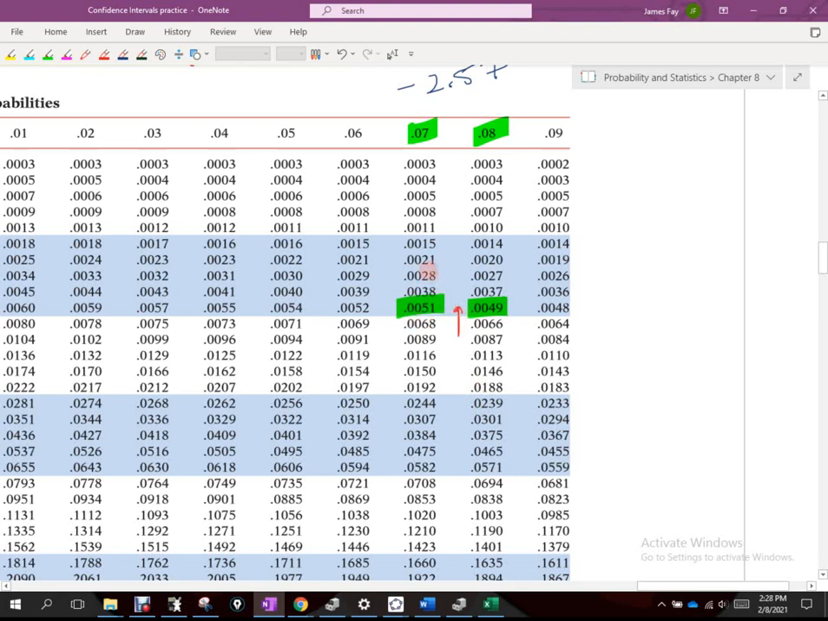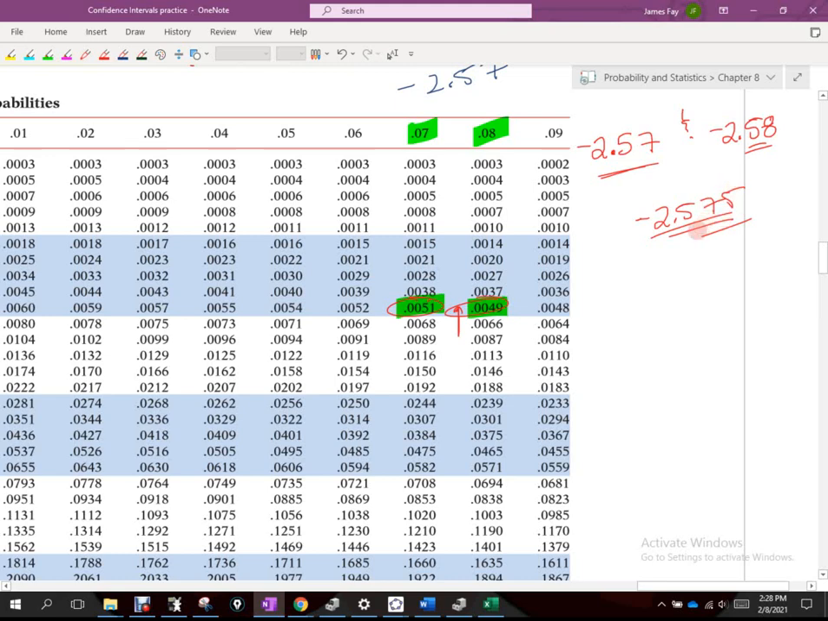Okay, so through a process called interpolation, we can say it falls between negative 2.57 and negative 2.58. Okay, so 0.005 should fall between those two numbers. Well, if 0.005 is exactly between those two, then we should be looking at negative 2.575, shouldn't we? Out to a third decimal place of precision.